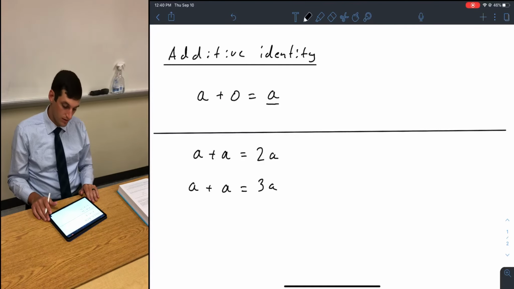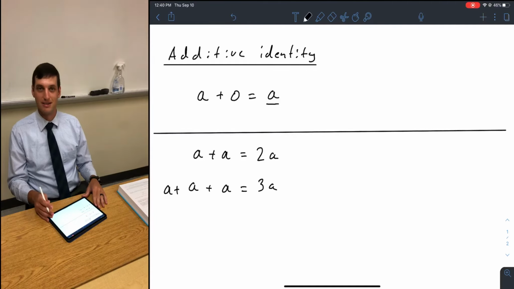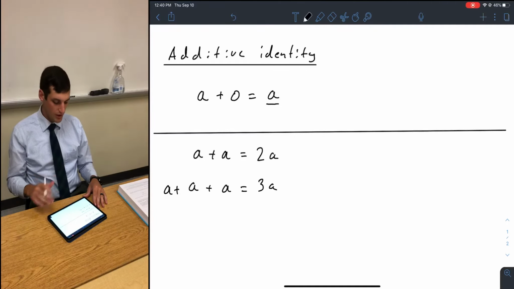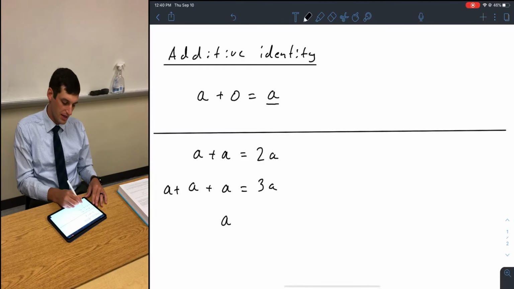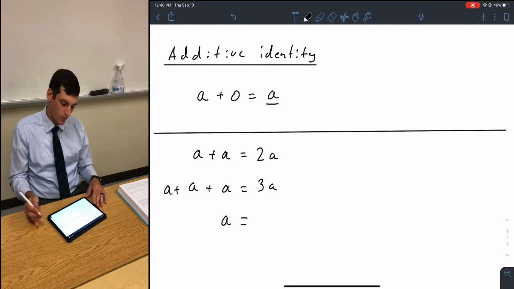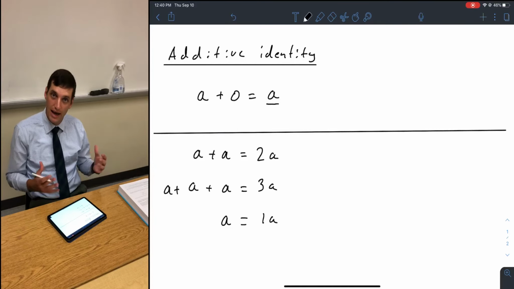Now, looking at it from there, what do you think it would be if I just had 1A? Well, of course, it would in fact be 1A. That means that I have 1A added to nothing.